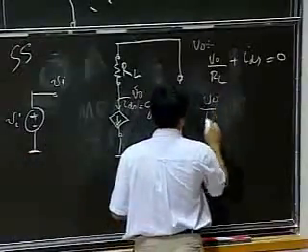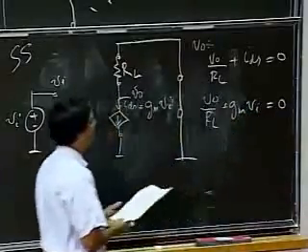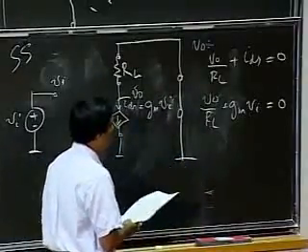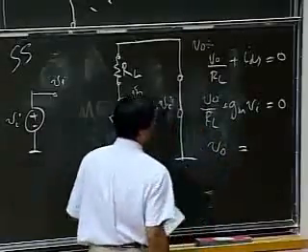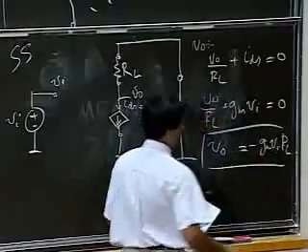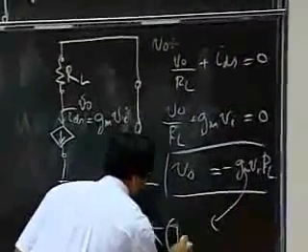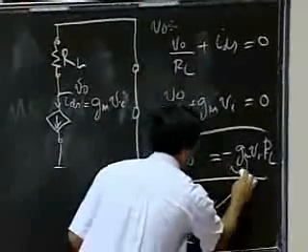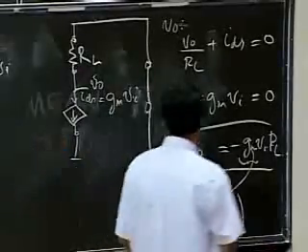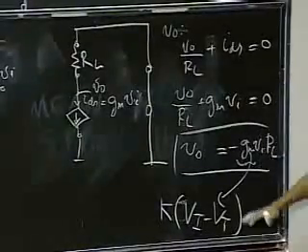And I know that ids is simply gm vi. So vo divided by RL plus gm vi equals 0. Right there, I have the relationship between vo and vi. So vo is simply minus gm vi RL. And remember, gm was simply K times (VI minus VT). We're done.